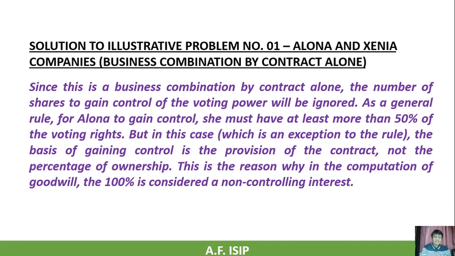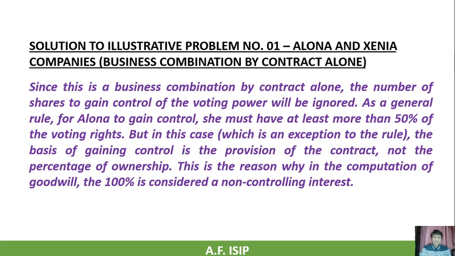So this is the reason why in the computation of goodwill, the 100% is considered a non-controlling interest. You may notice in this succeeding slide that the non-controlling interest is 100% because this is a business combination by contract. The contract itself in this business combination is very powerful. The contract itself is an exception to the rule. What is the general rule?